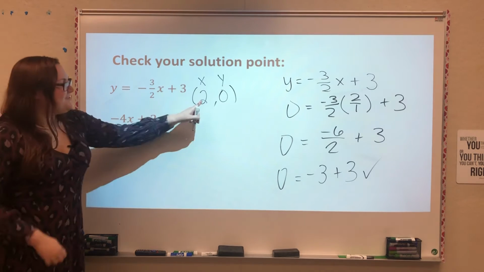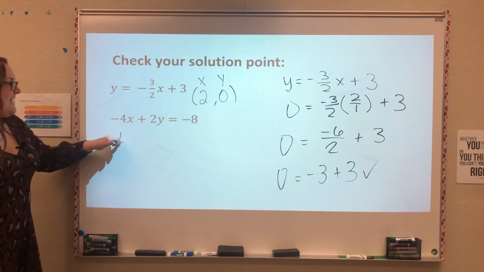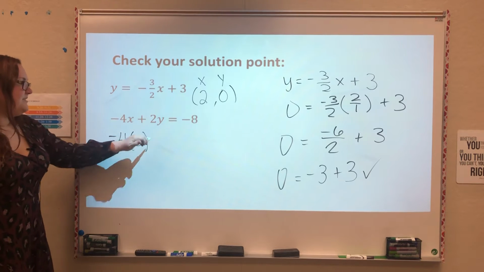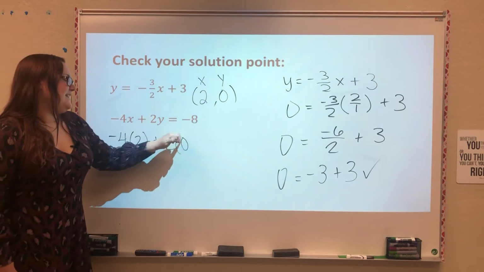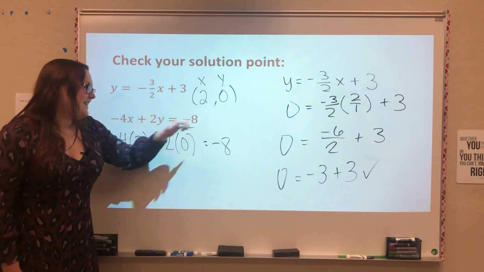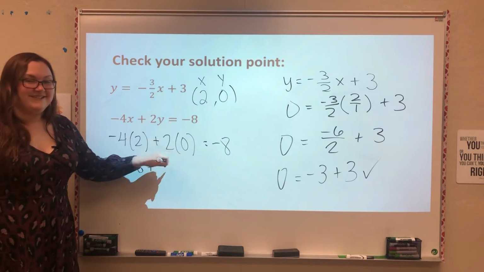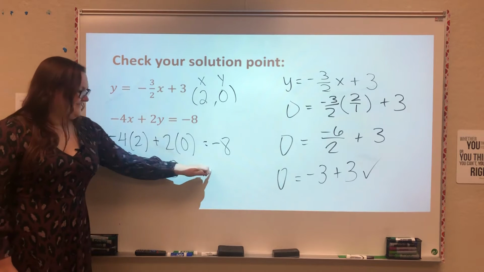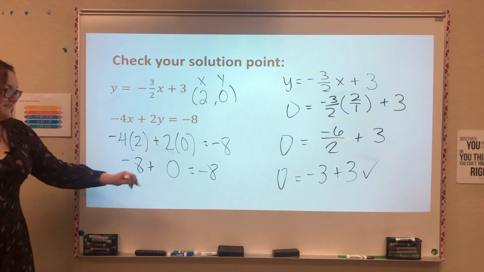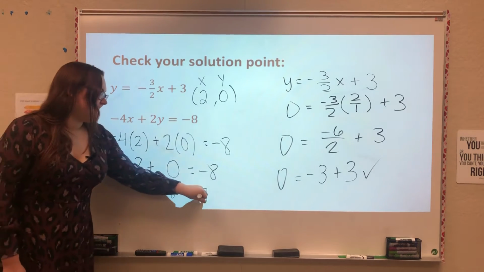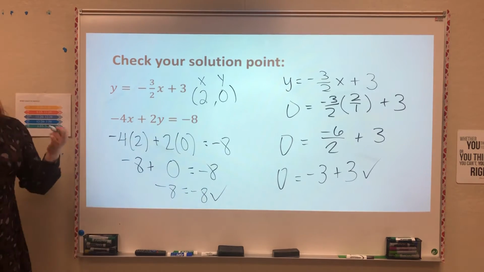Okay. So if I check this point here, it's going to be negative 4 times 2 plus 2 times 0 equals negative 8. Negative 4 times 2 is negative 8. 2 times 0, did you say it was 0? Not 2. And then we get negative 8 plus 0. Negative 8 is in fact negative 8, so it checks out there. That's what we're looking for.